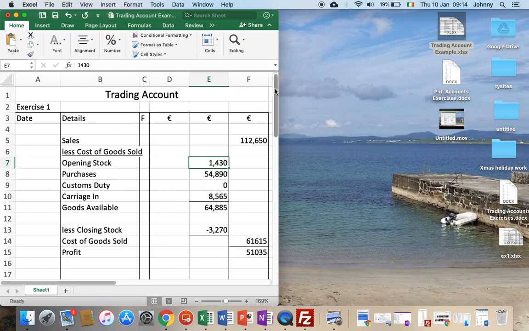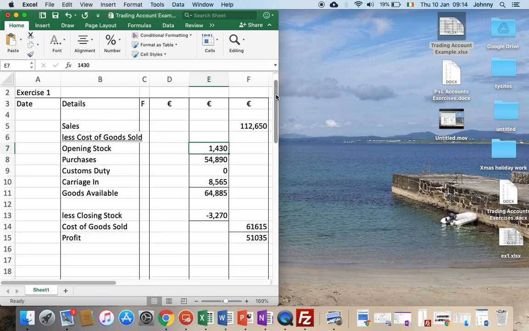Anyway, having a look at this question, we work out that this business made a profit buying and selling goods of 51. We sold 112 worth of goods and we have a cost of 61. We had to move into the middle column to work out that cost, and we noticed we took away our closing stock at the end because there's some goods that we bought, we spent money buying them, but those goods, we still have them at the end, so we haven't sold them, so they're not included in cost of goods sold. That's why I'm subtracting them.